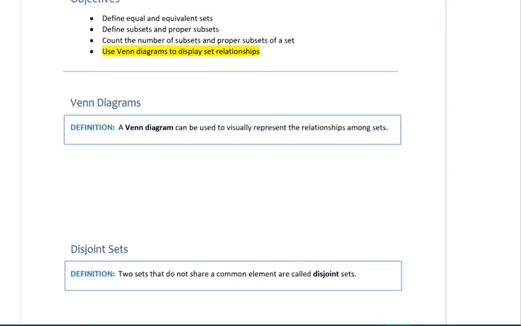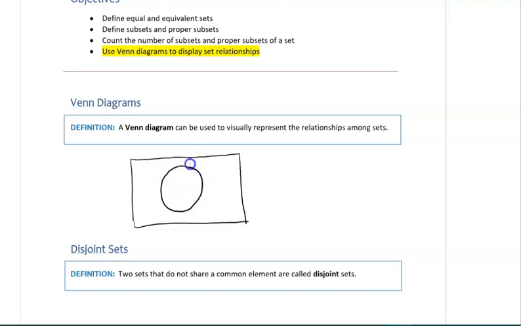A Venn diagram can be used to visually represent the relationships among sets. So a Venn diagram normally includes a rectangle or some sort of shape. And then a set can be represented using a circle or an oval usually. So we'll use a circle. And sometimes the name of the set can be written off to the side or sometimes maybe even inside. And then the elements of the set are represented within that circle or oval.